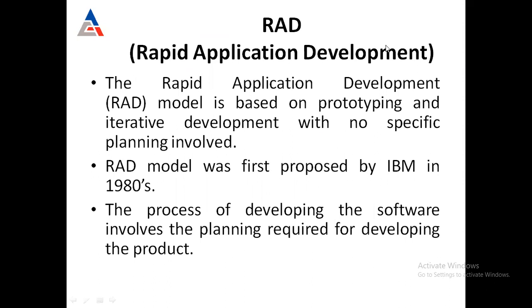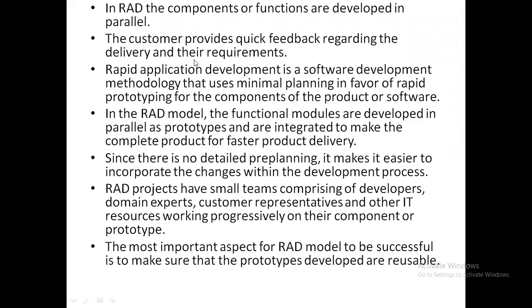The rapid application development model was proposed by IBM in 1980. The process of developing software involves the planning required for developing the product. In RAD, the components or functions are developed in parallel. So if my software is having four functions, then four teams are required to develop all the functions, and all functions will be developed parallelly.